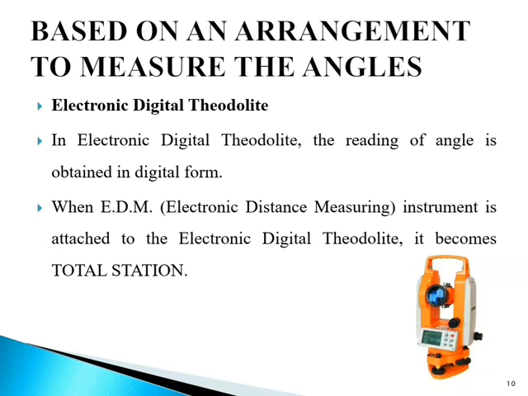Next is the electronic digital theodolite. In an electronic digital theodolite, the reading of the angle is obtained in digital form. When an EDM, say electronic distance measuring instrument, is attached to the electronic digital theodolite, it becomes a total station. So you can see its image here.